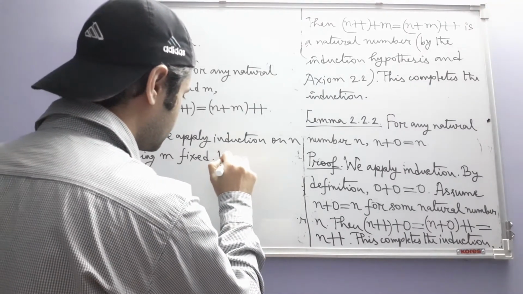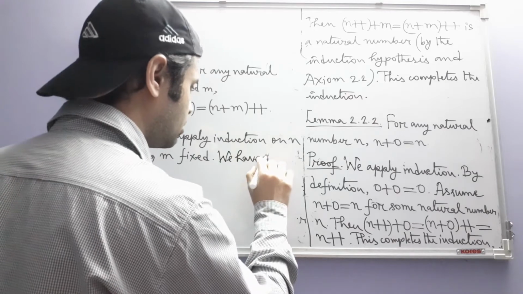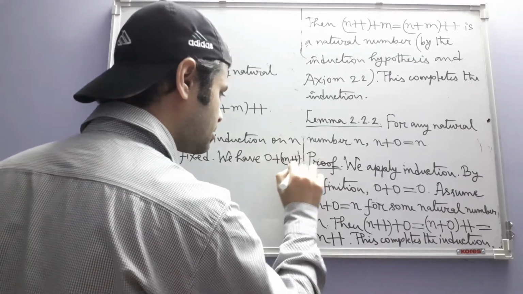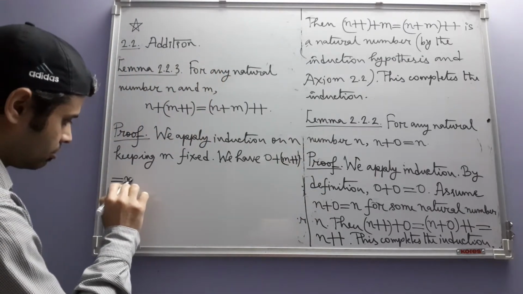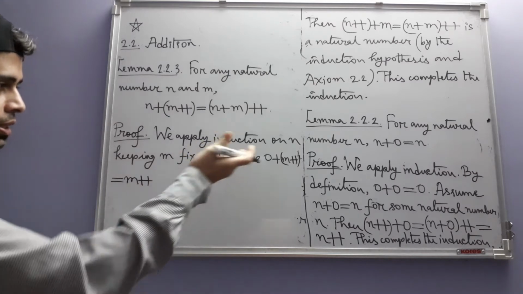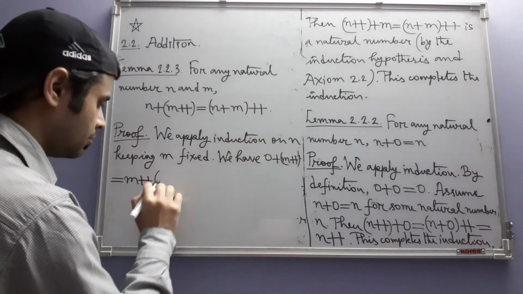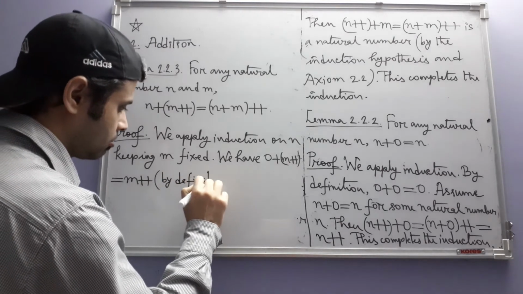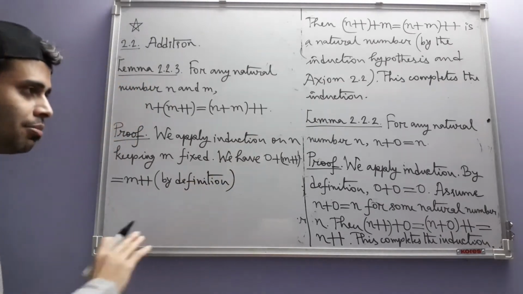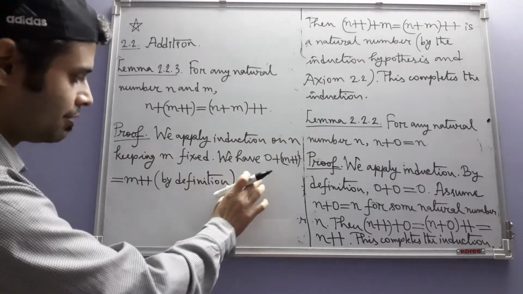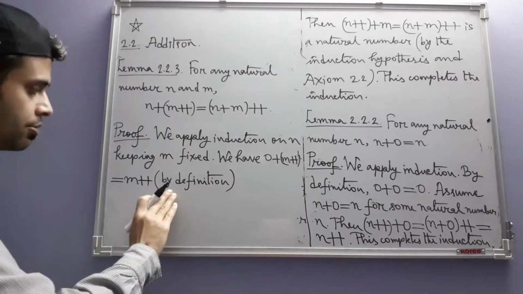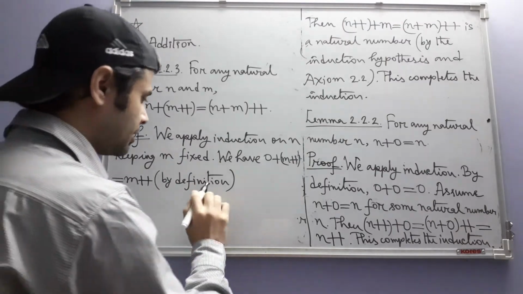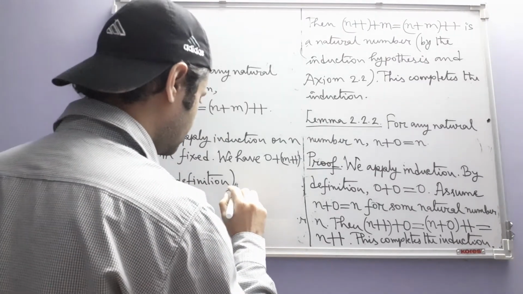We have 0 plus m plus plus is equal to m plus plus. This is just coming from the definition. By definition, we can write "by definition using definition number", etc. But here it's understood that I am using the definition of addition of natural numbers. Okay, so with that understanding, I have written by definition.